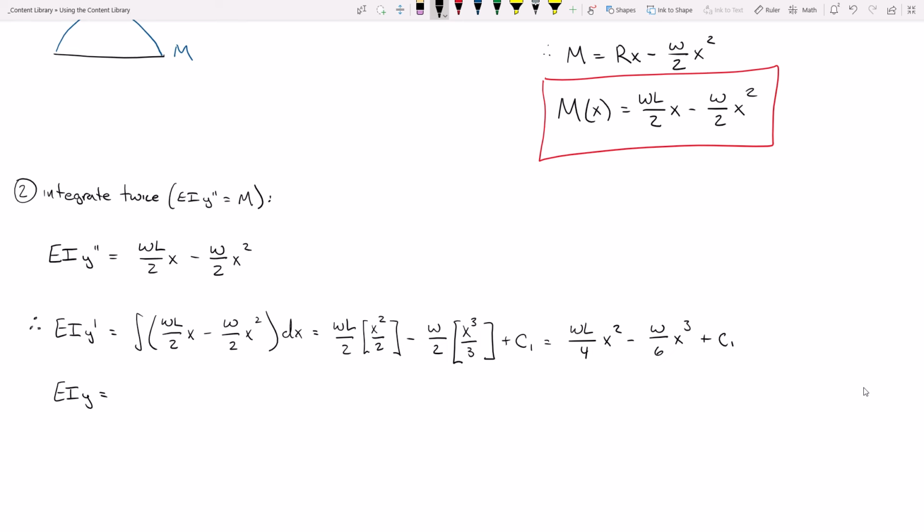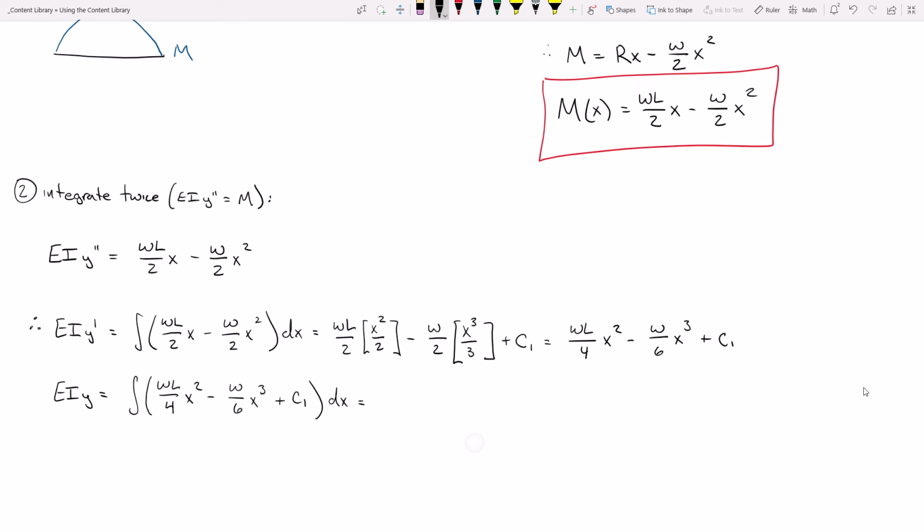EI y is the integral of that. So now what do we do? I just integrate this again. Okay? So integrate it again. So let's take one step at a time.